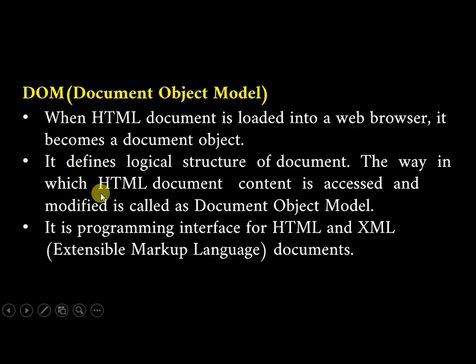So here it defines the logical structure of a document. The way in which an HTML document is accessed and modified is called the document object model, and it is a programming interface for HTML and XML, extensible markup language, documents.